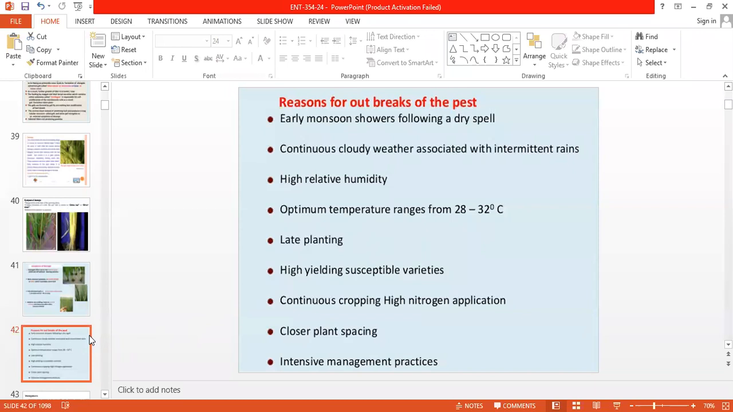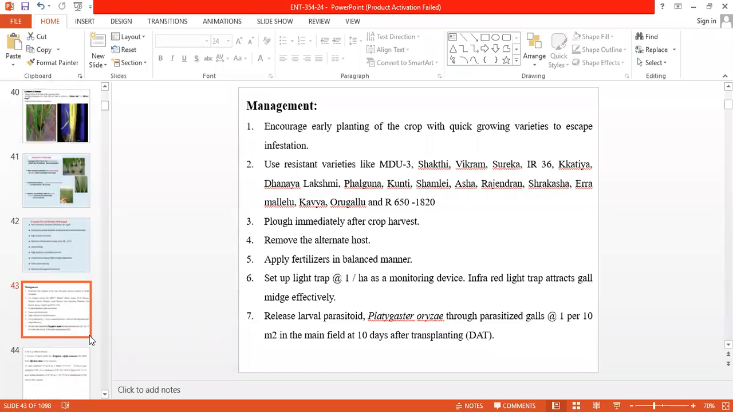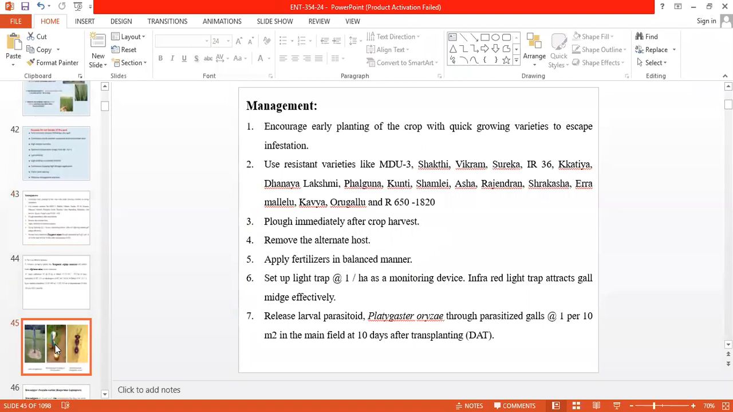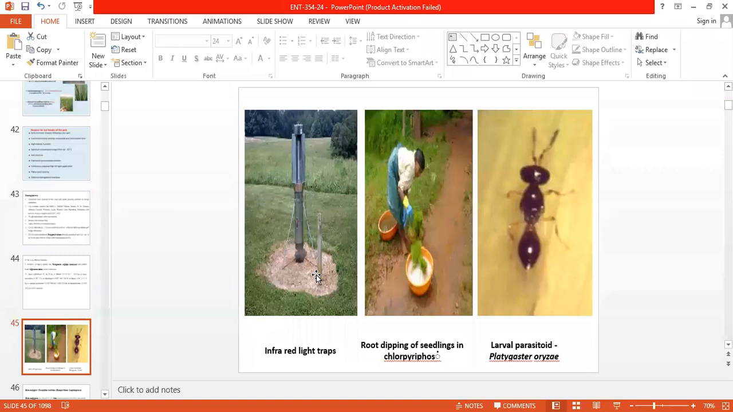In management practices, early planting helps minimize the infestation of this pest. Use resistant varieties: MDU 3, Shakti, Vikram, Surekha, IR 36, Dhanlakshmi. These are the important resistant varieties. Plow immediately after harvesting the crop, remove the alternate hosts, and apply fertilizers in a balanced manner. Set up light traps, one light trap per hectare, for monitoring purposes. These light traps are mainly useful for monitoring the infestation of gall midge.